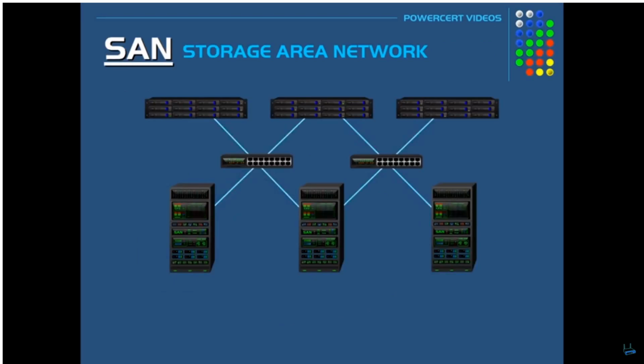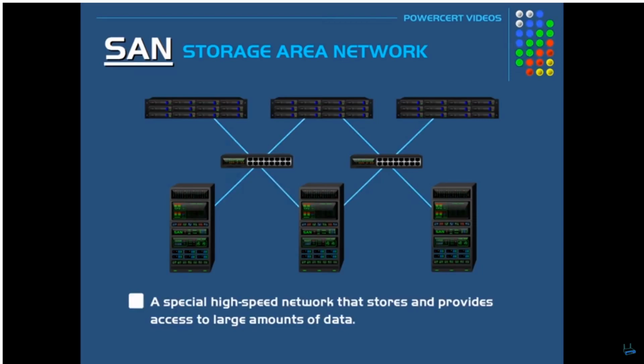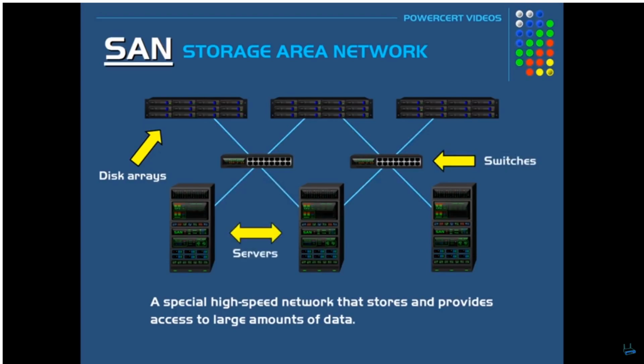And the next one is a SAN, or Storage Area Network. A SAN is a special high-speed network that stores and provides access to large amounts of data. Basically, it's a dedicated network that's used for data storage. This network consists of multiple disk arrays, switches, and servers. One of the main reasons for using a SAN is that SANs are not affected by network traffic, such as bottlenecks that can happen in a local area network. That's because SANs aren't really a part of a local area network. It's partitioned off. It's a network all by itself.